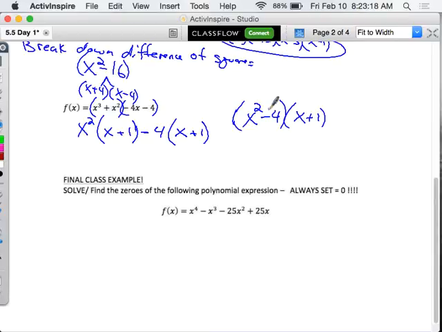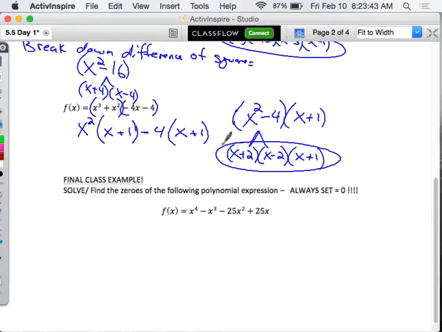So this breaks down further. What is the square root of 4? It is 2. So this breaks down into x plus 2, x minus 2. And then bring down this parentheses, x plus 1. This is my final answer.